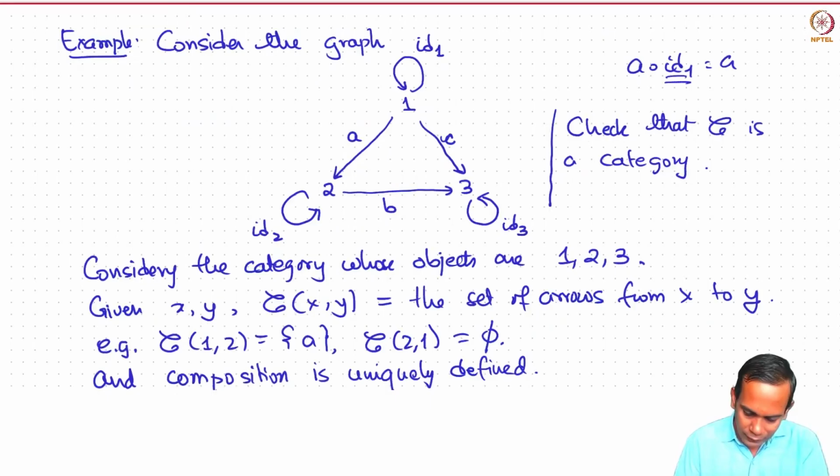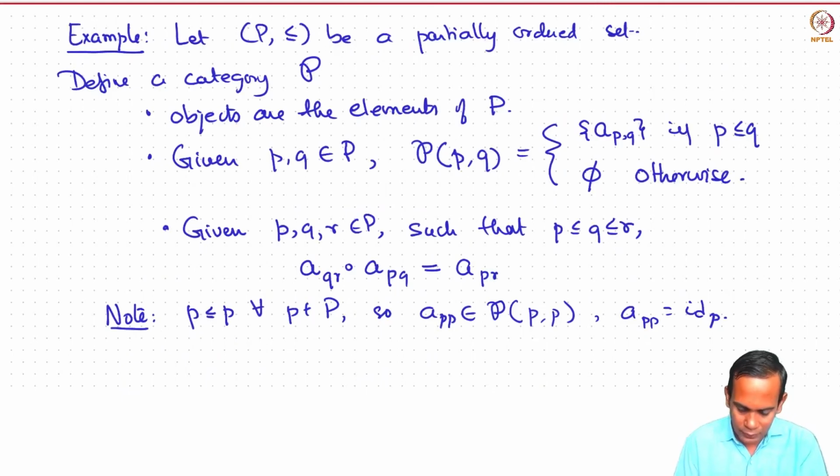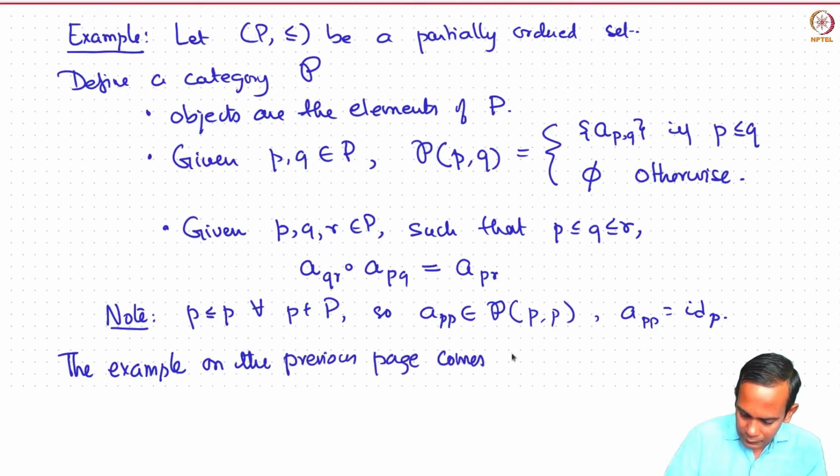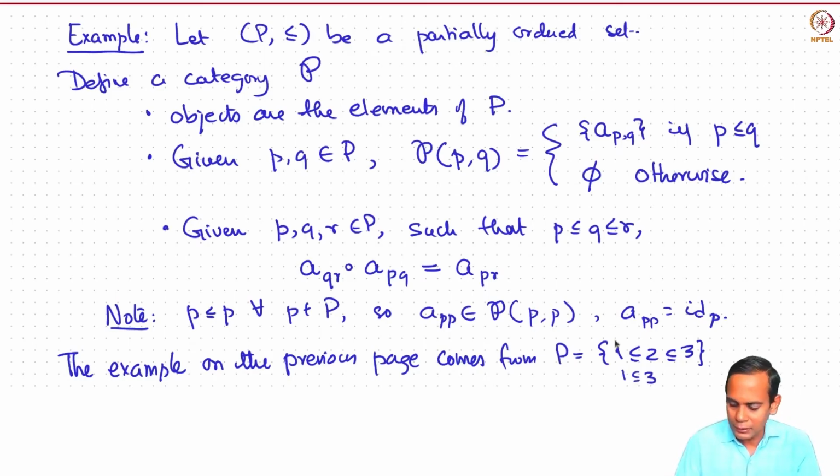Now, this category that I defined in the previous example is a special case of this category associated to a poset. The example on the previous page comes from the set which has 3 elements, and 1 is less than or equal to 2 is less than or equal to 3. It's a total order on 1, 2, 3, and of course 1 is also less than or equal to 3. So that relation gives rise to arrows. Of course 1 is less than or equal to 1, 2 is less than or equal to 2, and 3 is less than or equal to 3.